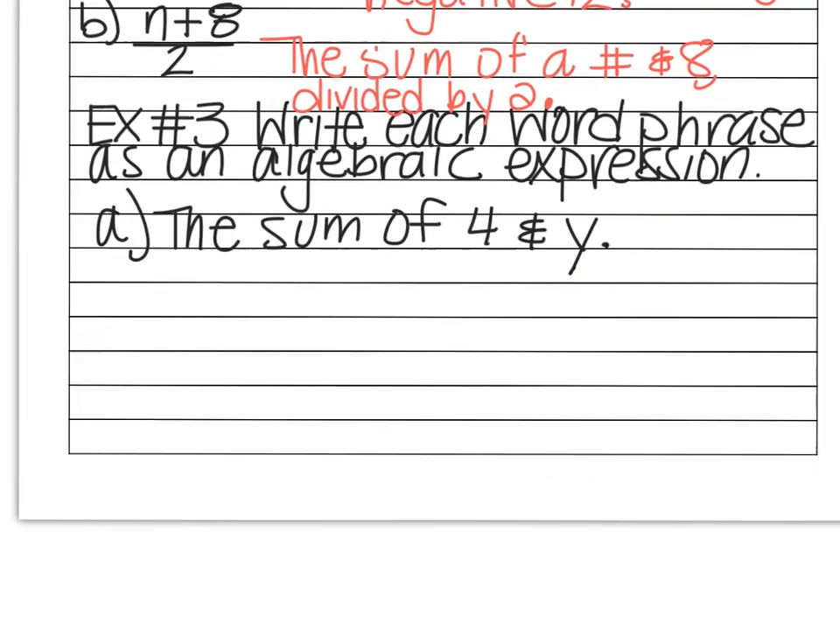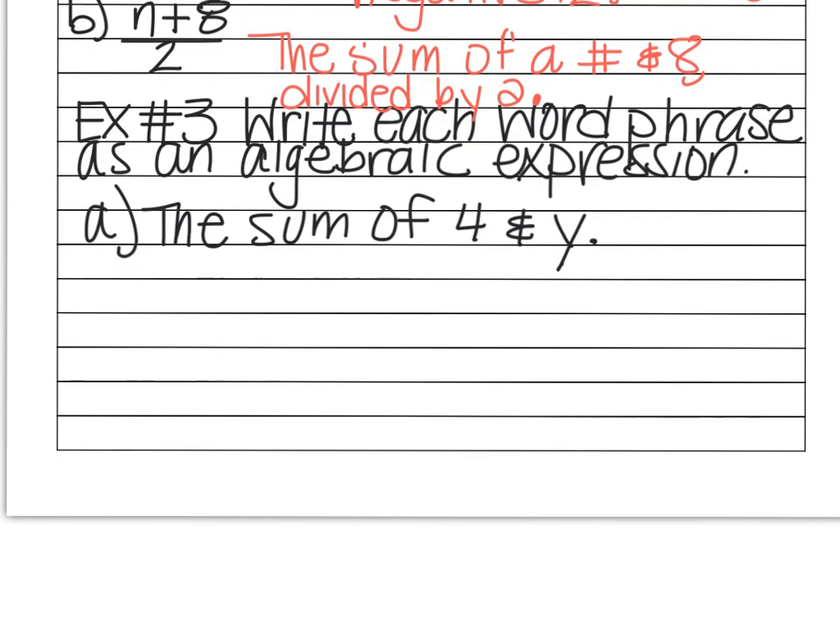Let's look at example number 3. It says, write each word phrase as an algebraic expression. The sum of 4 and y. So we're going to write this using numbers and symbols, so it's kind of the opposite. Before we were given the algebraic expression and we had to write a word phrase. Now we are given the word phrase and we have to create the algebraic expression. So sum is a key word, so that means we're going to be adding. It says the sum of 4 and y. So we're going to add 4 and y.